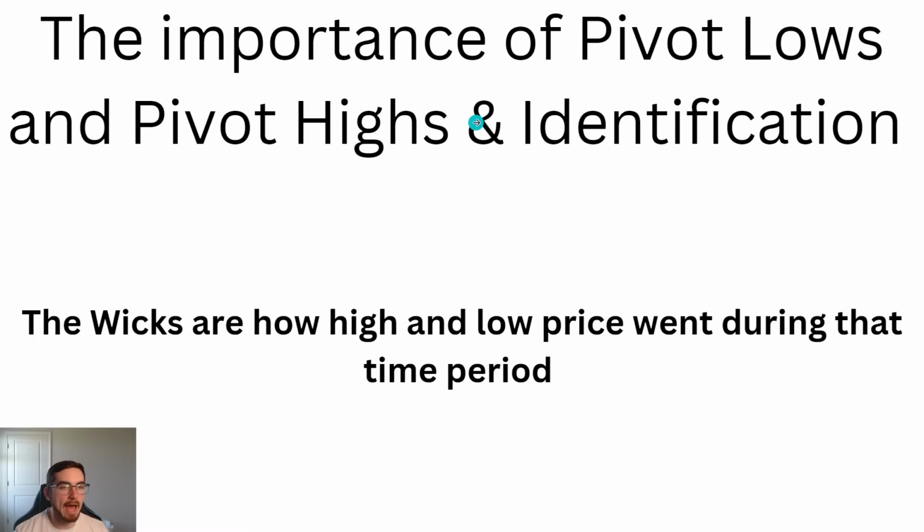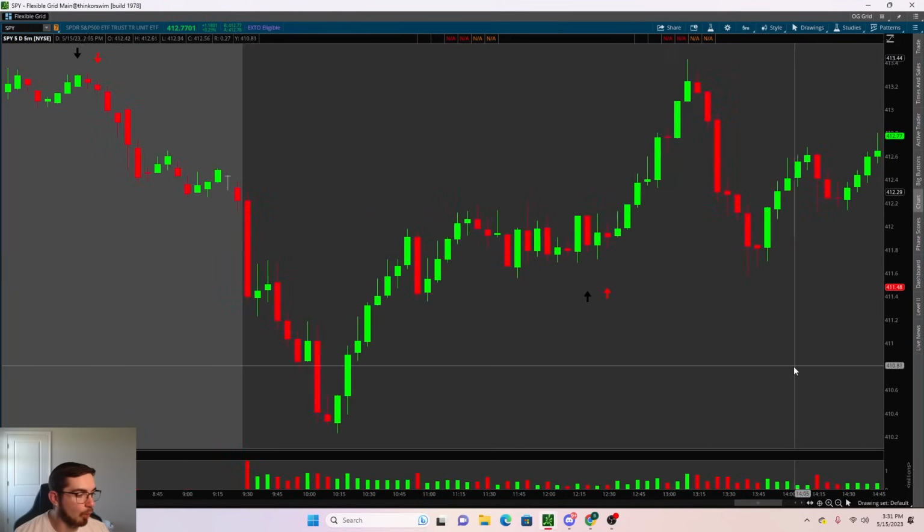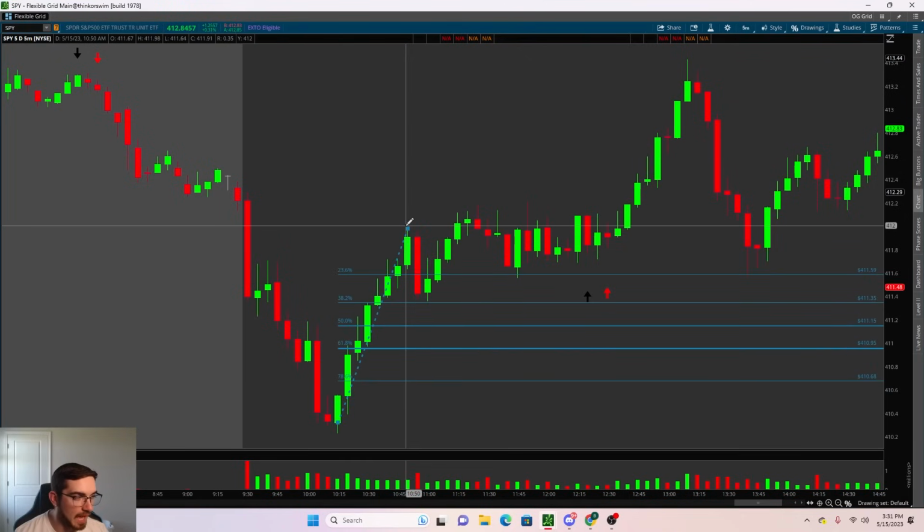So now we're going to talk about how to correctly draw these things. Again, not using the candle bodies, only using the wicks. So if we head back on over to the chart, this is the wrong way to draw your retracements. I've seen people do it where they take like the body and then they'll take it up to the high or something like that.